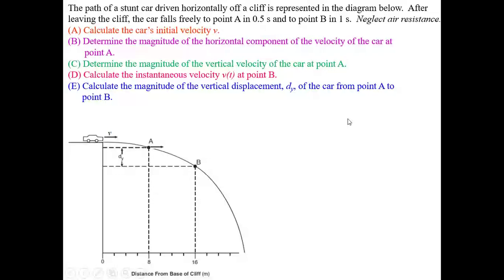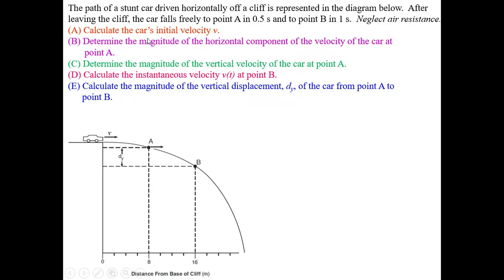Alright, so here in this video we have a stunt car that is going off horizontally. And it says here the car leaves and falls freely to point A here in the diagram in a time of 0.5 seconds, and to point B in a time of 1 second. Okay, and it wants you to do A, B, C, D, and E. Alright, pause, read, keep up.